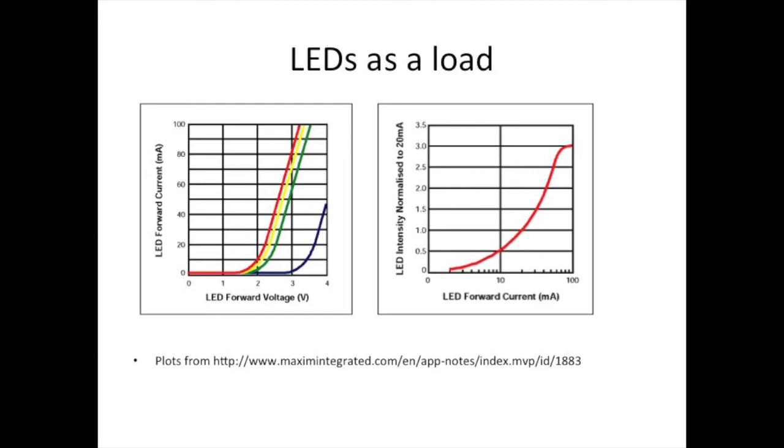Here are a couple of plots characteristic of what LEDs do. On the left is a picture of the forward voltage drop necessary to start putting light out of an LED. And on the right, we've got a plot showing pretty much an exponential relationship between forward current and the brightness of the LED. So we have energy being dissipated in the resistors, and we also have energy being dissipated in the LEDs.